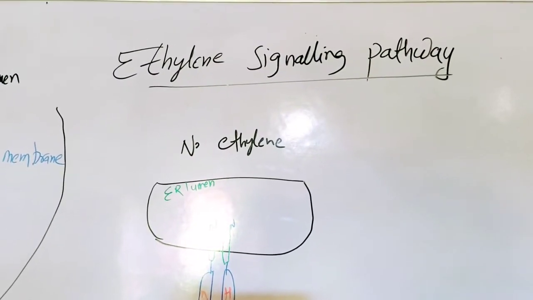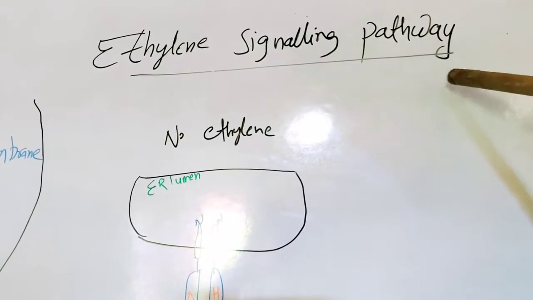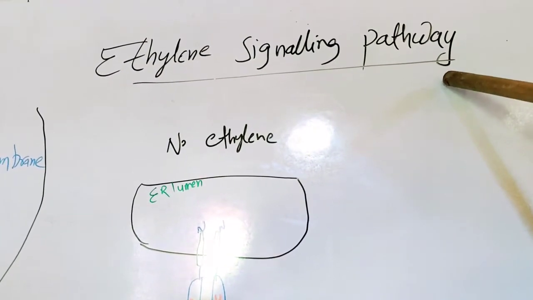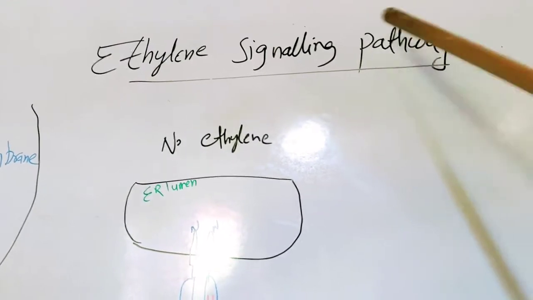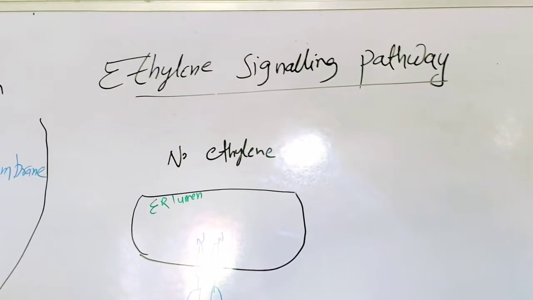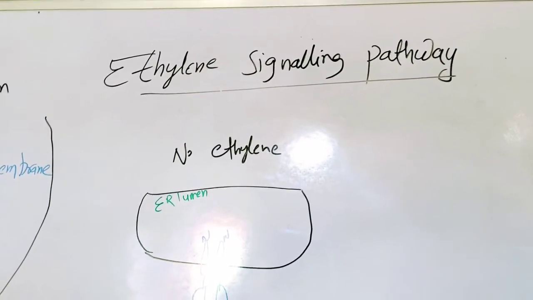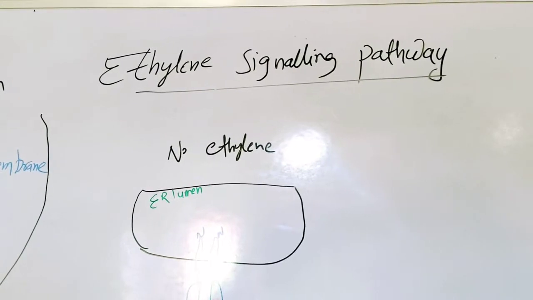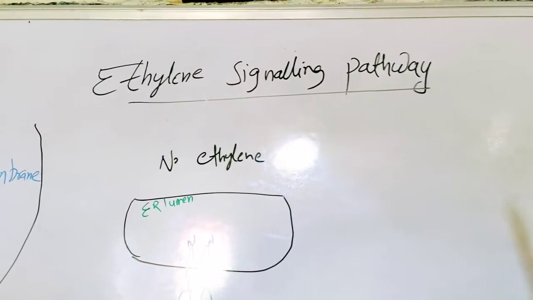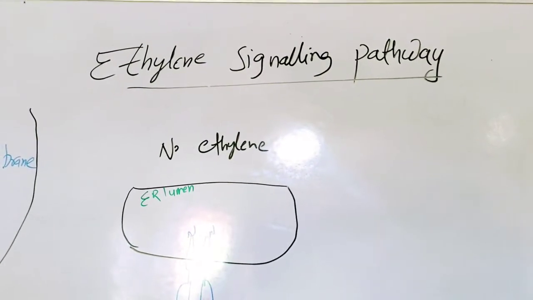Today we are going to discuss the ethylene signaling pathway, and we are going to see this pathway basically in the Arabidopsis plant. As you already know, ethylene is a plant growth regulator hormone. Some of its functions also inhibit plant growth. But we are not going to discuss its function. We are going to see its signaling pathway, how ethylene response genes are on, how they are off.